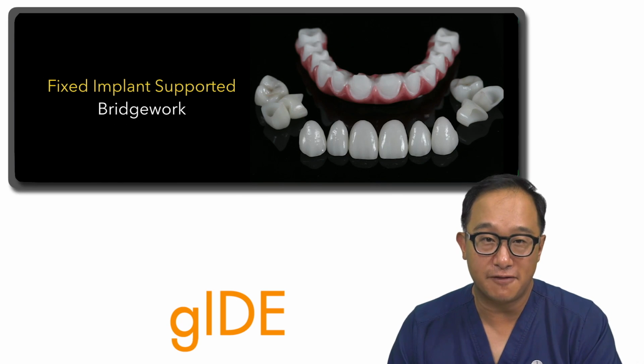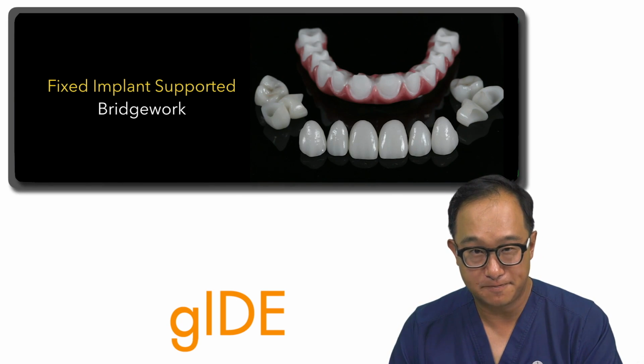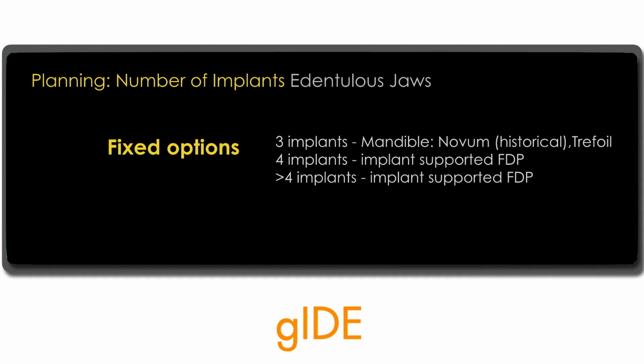So now let's talk about fixed implant supported bridge work. We're going to talk about the numbers of implants for fixed options. So 3 implants could be used for the mandible. Historically, we had the Novum approach. In the modern age, we have trefoil. We can use 4 implants, all on 4 type prosthesis, or we could use more than 4 implants.